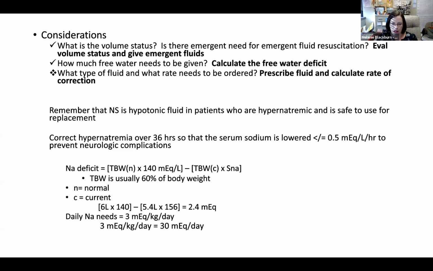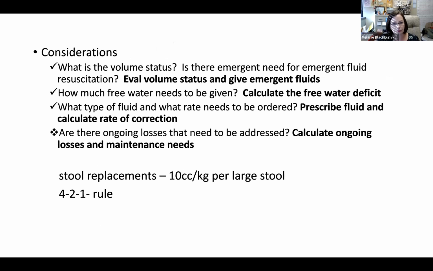I'm going to skip over this calculation because you don't really always need to use that. Okay, we've kind of talked about replacement. So remember that 10 cc's per kg is for any large watery diarrhea, 2 cc's per kg for MSS. And then you guys know how to calculate maintenance fluids using the 4-2-1 rule. So I won't go over that.